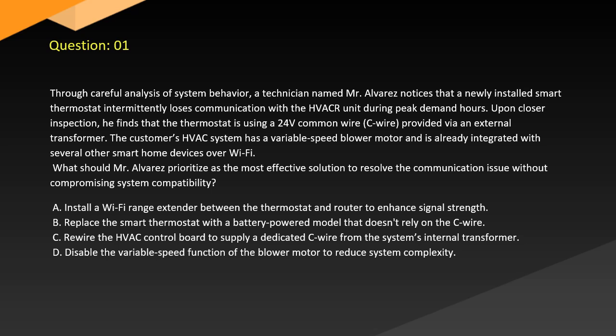A. Install a Wi-Fi range extender between the thermostat and router to enhance signal strength. B. Replace the smart thermostat with a battery-powered model that doesn't rely on the C wire. C. Rewire the HVAC control board to supply a dedicated C wire from the system's internal transformer. D. Disable the variable speed function of the blower motor to reduce system complexity.